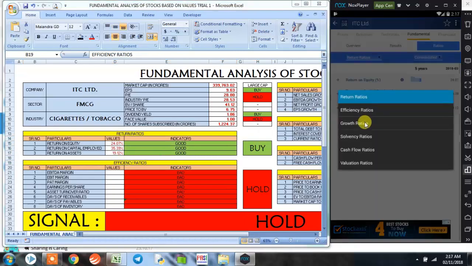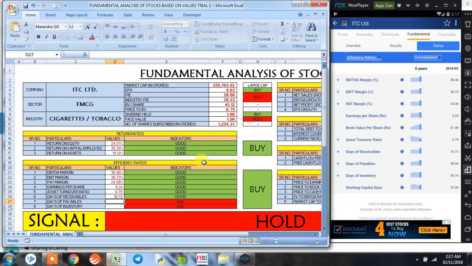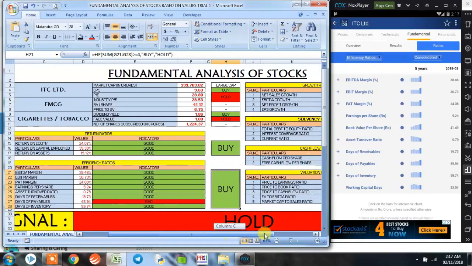Now coming on to efficiency ratio. First is EBITDA margin, which is 38.46. EBIT margin is 36.73. PAT margin is 24.08. EPS is 9.24. Now this is a trailing EPS. Asset turnover ratio is 0.79. Days of receivables is 19.73. Days of payables is 45.94 and days of inventory is 59.74. So in terms of efficiency ratio, it has given us a signal to buy this stock at this point of time.